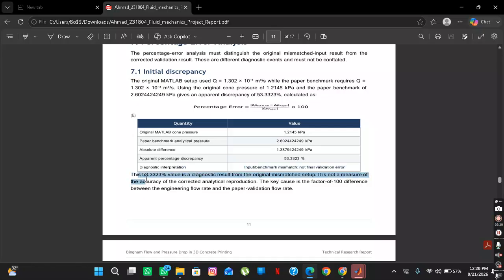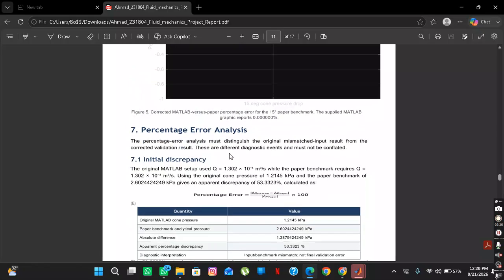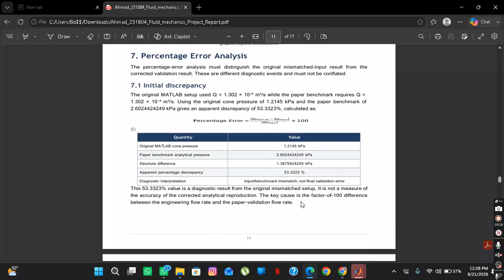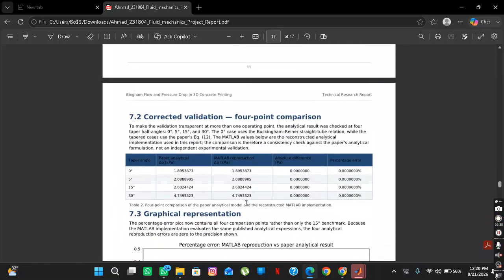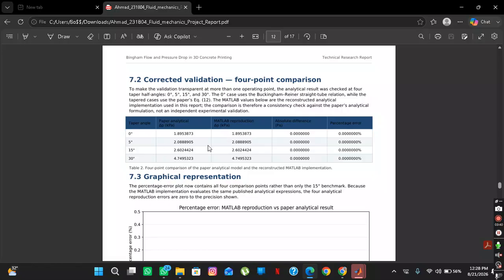Now here is the tabular form of the values we got and the comparison. It's a graphical representation that shows the percentage error at 0°, 5°, 15°, and 30°. So that's my report that shows all the graphical output of MATLAB and the percentage error.